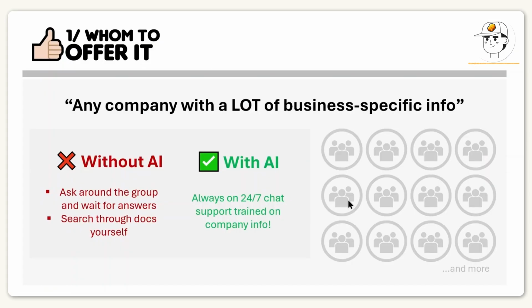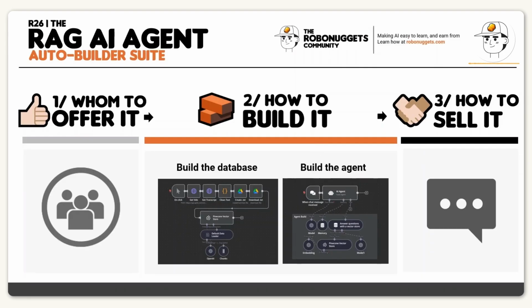And also just remember that this is sort of the tip of the iceberg when it comes to this service, because this type of AI agent can really be useful to any company or any business with a lot of company-specific information. And there you go. You have just built your first RAG AI agent and learned the fundamentals of who to offer it to, how to build it, and how to sell it.